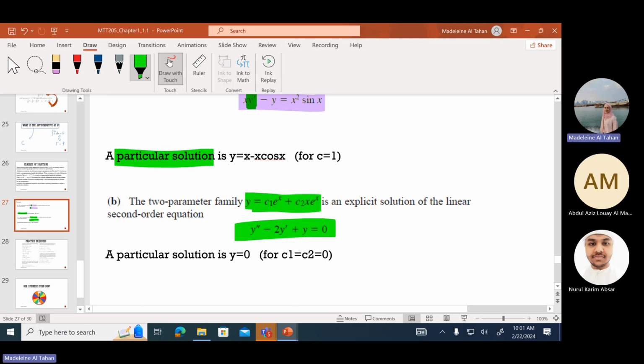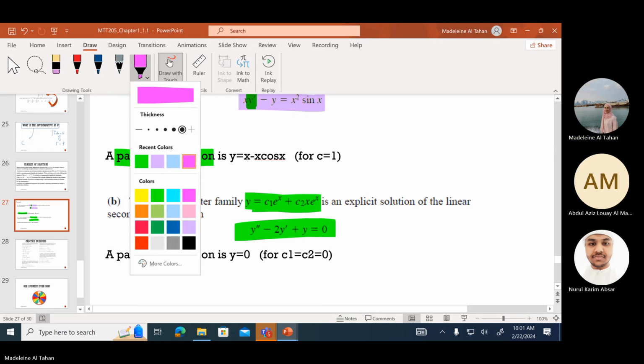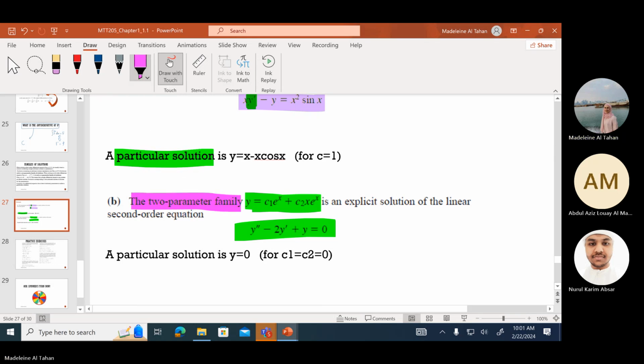Okay. So if we want to take a particular solution, what do we need? We need values for C1 and C2. So if you took C1 equal 1 and C2 equal 0, you will get a particular solution as e^x. If you took both of them 0, you will get a particular solution as 0. Okay? And this one, what do we call it? Two-parameter family of solutions. Okay, Miss?